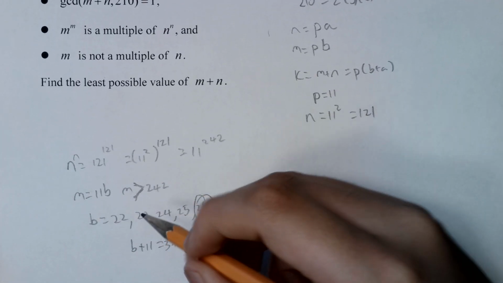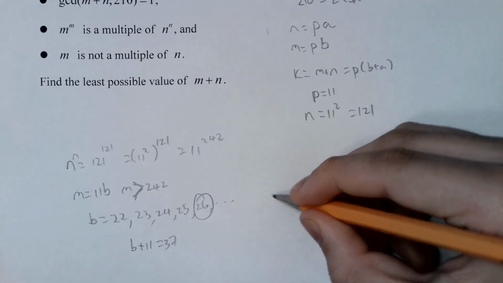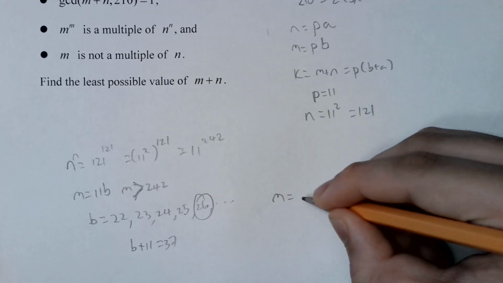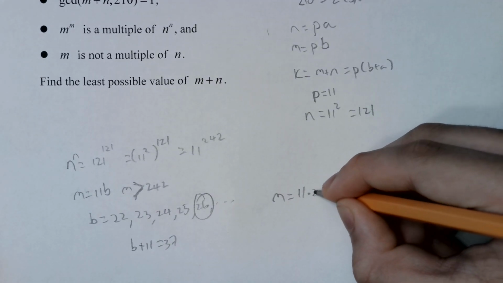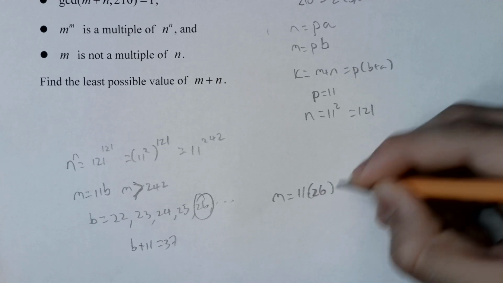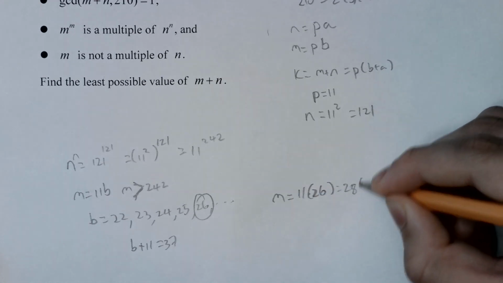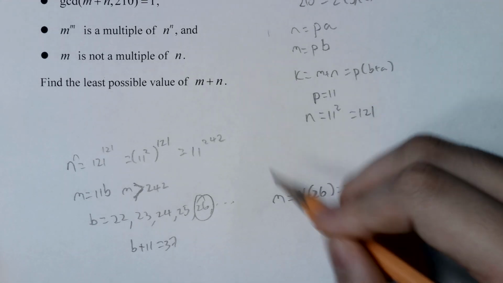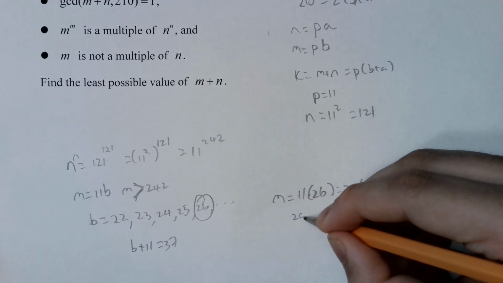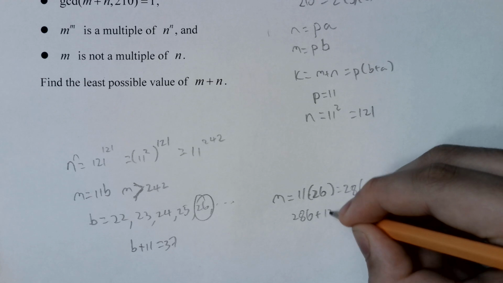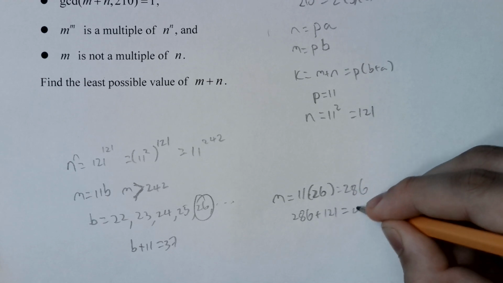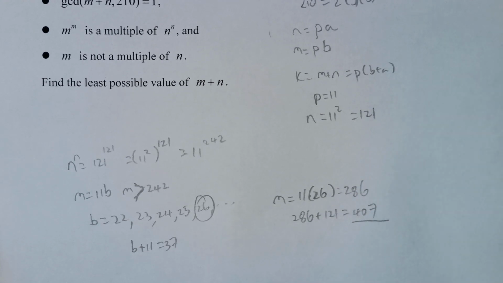So this means that now we can plug this into this equation right here. We have m is going to be equal to 11 times 26, which should equal 286. So the answer to this problem, which is k, or m plus n, is 286 plus 121, or 407, which is the answer to this question.